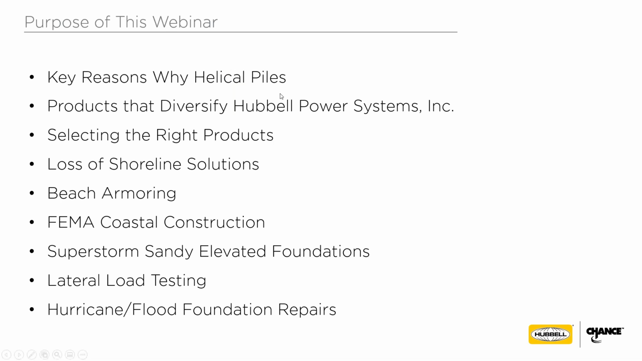Key reasons why we use helical piles in these types of extreme events. We'll look a little bit at how we diversify our products. Hubble Power Systems is our parent company, and Chance is our brand for our helical piles. We'll talk about selecting the right type of helical piles and anchor systems. Then we'll get into some details about loss of shoreline solutions using helical anchors and piles and tiebacks.